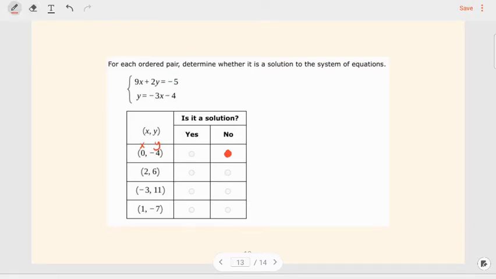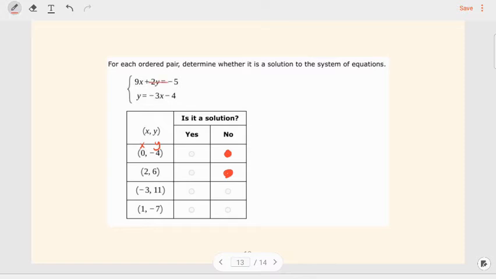So 2, 6. Now I'm going to plug it into the first one. So this is the x value is 2. The y value is 6. Now when I test it, 9 times 2 is 18, 2 times 6 is 12, is equal to -5. Well, that's 30. Does 30 equal -5? No, it does not. Okay, if it's not on one line, it's not a solution. So no. Continuing to check these off as no.